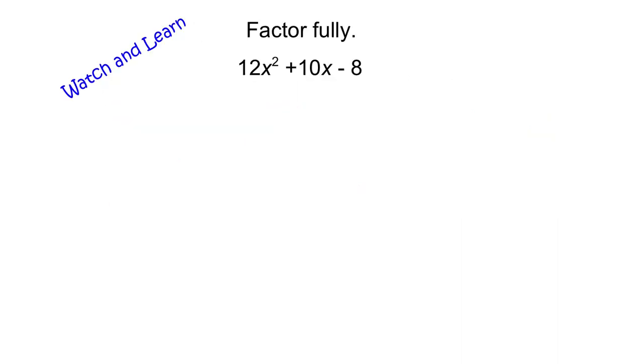Here's another example I want to walk you through. 12x squared plus 10x minus 8. Now, a lot of people look at this and automatically think, I need to multiply 12 times negative 8 and find two numbers that multiply to that and add to 10. However, be careful. Be on the lookout for greatest common factor as your first step every time. Always look for the greatest common factor.